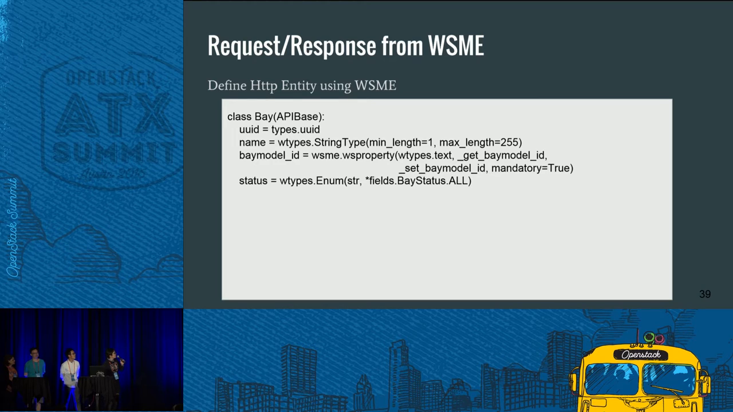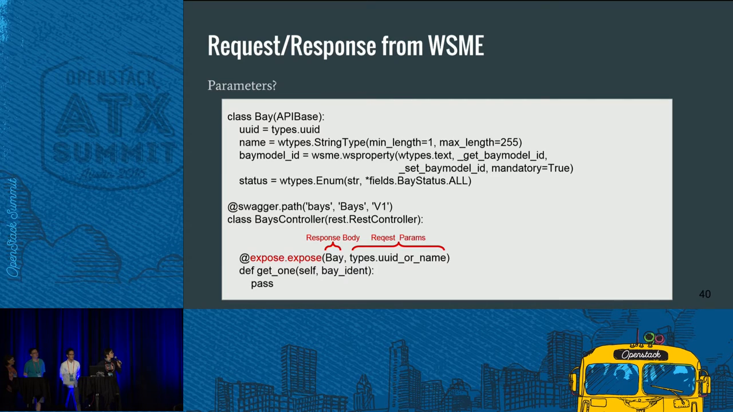So, about the WSME side, WSME has all the information about the HTTP entity, so there is no magic to get the information. WSME also provides a decorator which specifies which methods require which parameters and response body. For example, we can know that the get one method requires these parameters for the request. In this case, types UUID or name, and we return a bay, which WSME defines.